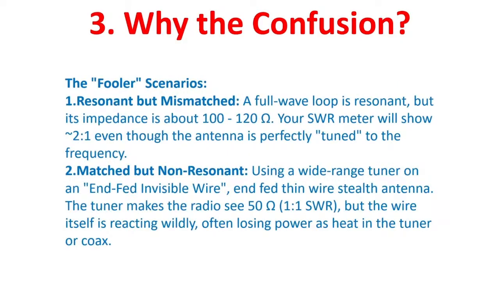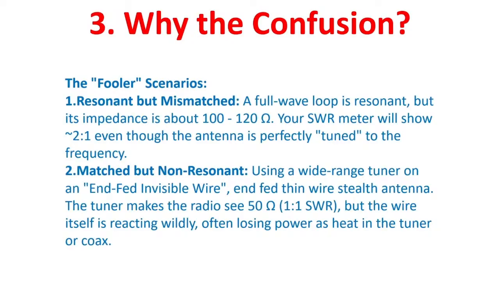Here are a few further scenarios. 1. Resonant but mismatched. A full-wave loop antenna is resonant, but its impedance is about 100 to 120 ohms. Your SWR meter will show around 2:1 SWR, even though the antenna is perfectly tuned to the frequency.